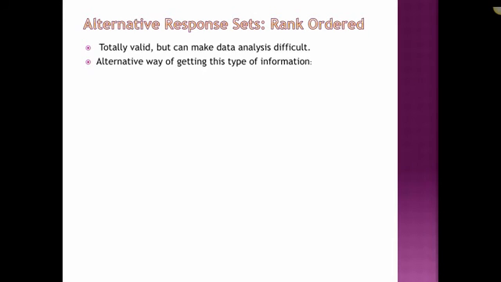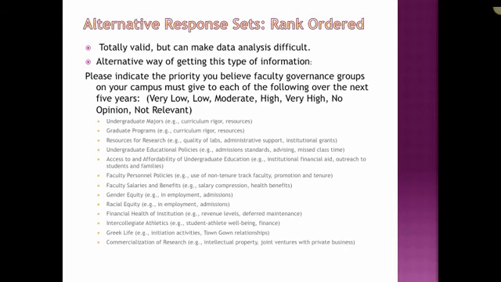Okay, so another type of response set is what's called rank-ordered response sets. And essentially, those are when you give your respondent a set of items and you ask them, based on your own guidelines, to rank order their choices from highest to lowest. These are totally valid, but oftentimes it can make data analysis different. And so typically when I am creating a set of items that I want rank ordered, I'll use a scale instead. And so for instance, here's a good example of what I do.